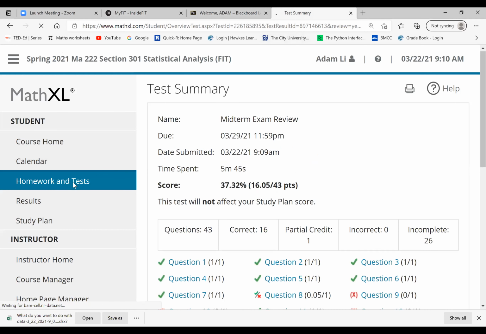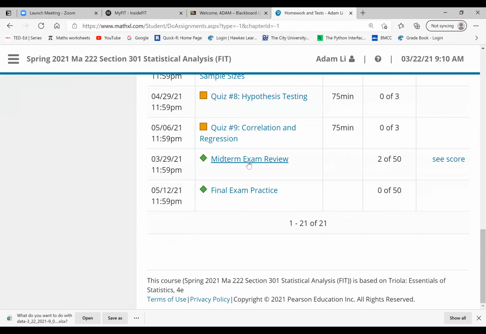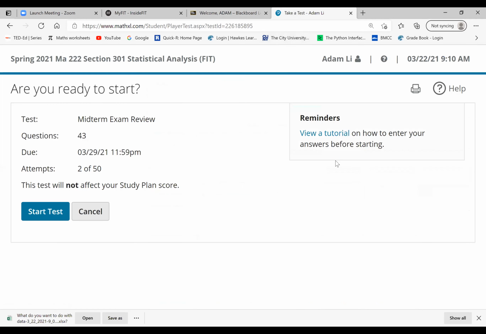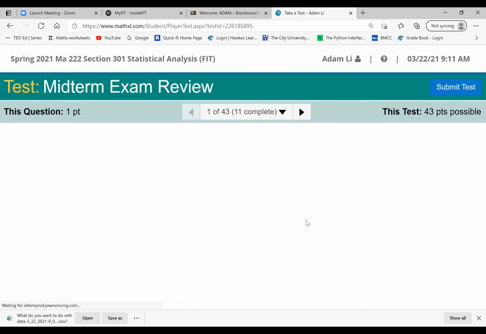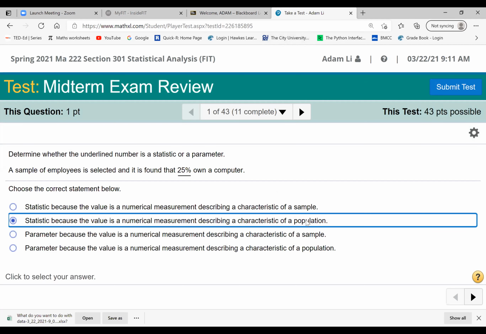Okay, so just click on homework test, right? And then underneath it, you will see the midterm exam review sheet, and we can get started. Also, I've removed some of the questions from the midterm exam review. Let's take a look at it. Some of them are multiple choice questions testing the concept, and some of them are word problems. You have to work it out using a formula and then get those statistics.